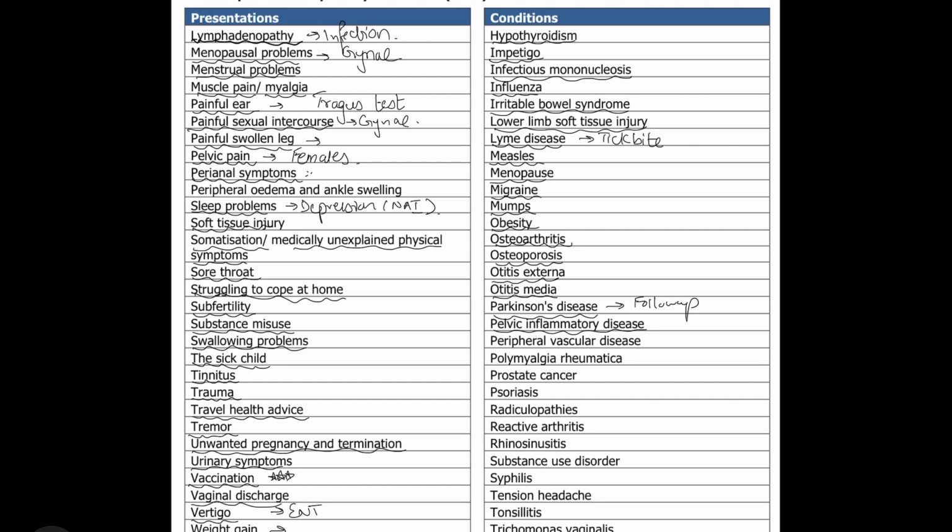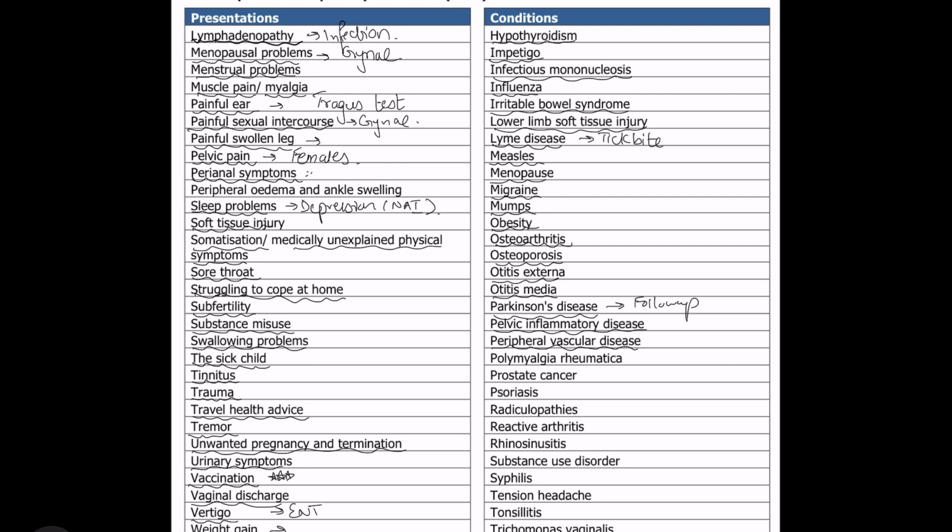Pelvic inflammatory disease, a patient comes with lower abdominal pain, and it is usually symptomatically quite similar to appendicitis. But in this case, remember, when a female comes and her symptoms are very close to appendicitis, always ask for vaginal discharge. If there is vaginal discharge present, then this is PID. So the symptoms of appendicitis plus vaginal discharge is PID.